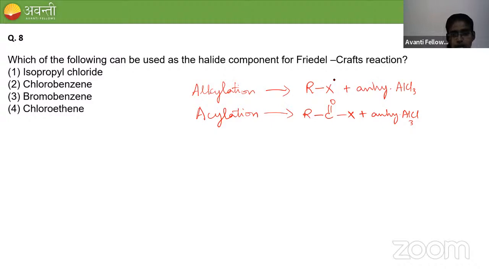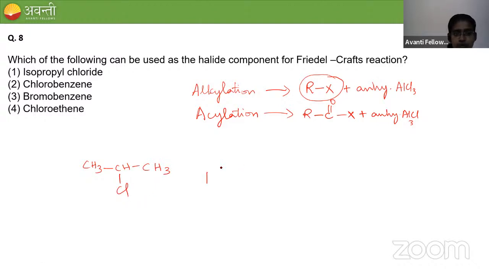So which is used as a halide component for Friedel-Crafts reaction they are asking. Means they are asking the alkyl halide component. So RX we have to find out. So RX, who is this RX? Alkyl halide. The first option you see it is isopropyl chloride. What is isopropyl chloride? CH3 CH, CH3, this is an isopropyl group, and Cl is attached here, this is isopropyl.